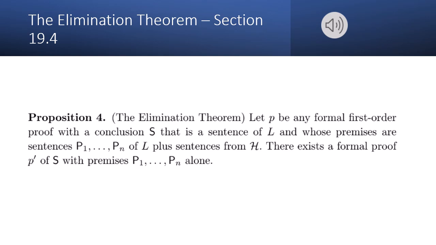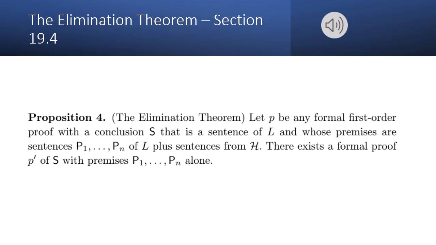Okay, so it's the elimination theorem, and it's proposition 4. It's one of the steps that I outlined at the beginning of this proof of the completeness theorem. And it says that if you have a formal first order proof of a conclusion S from a set of sentences in your language L, whose premises are sentences P1 through Pn of L, plus some sentences from this Henkin theory, right? So these extra statements.